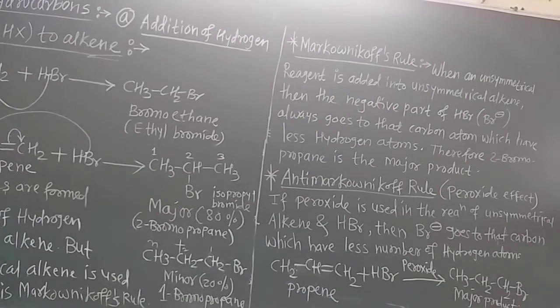Remember that. So what is the anti-Markovnikov's rule or peroxide effect? If peroxide is used in this reaction of unsymmetrical alkene and HBr, then the bromine goes to that carbon which has the less number of hydrogen, and that is why in the anti-Markovnikov's rule the major product is the normal propyl bromide or 1-bromopropane. They may also ask for a short note on the anti-Markovnikov's rule or peroxide effect. Then you write down this rule and give this reaction.